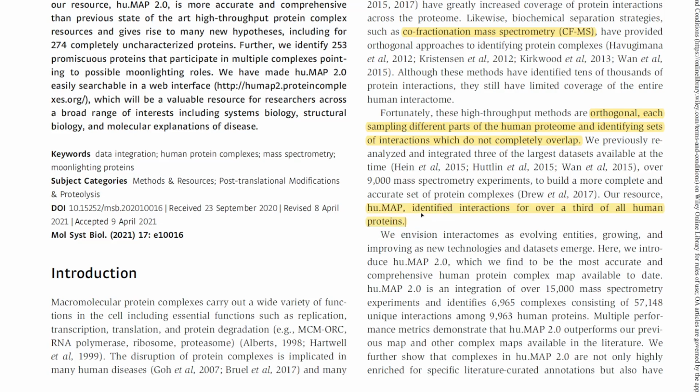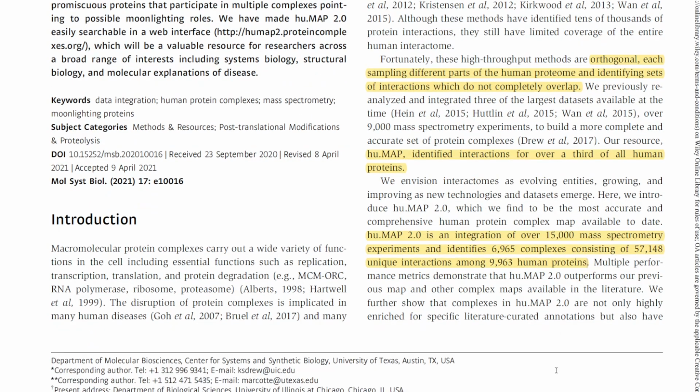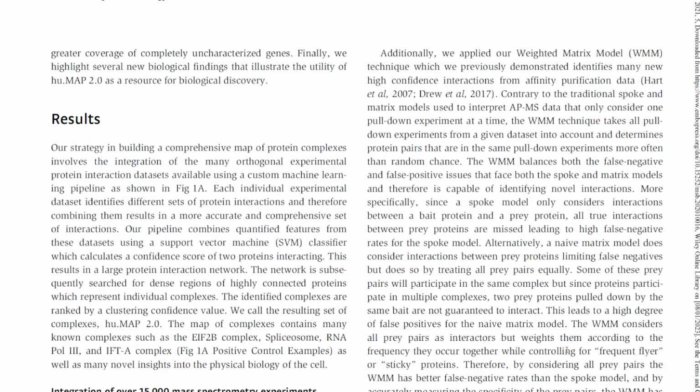Here, we introduce Hu.MAP 2.0, which we find to be the most accurate and comprehensive human protein complex map available to date. Hu.MAP 2.0 is an integration of over 15,000 mass spectrometry experiments and identifies 6,965 complexes consisting of 57,148 unique interactions among 9,963 human proteins. Multiple performance metrics demonstrate that Hu.MAP 2.0 outperforms our previous map and other complex maps available in the literature. We further show that complexes in Hu.MAP 2.0 are not only highly enriched for specific literature-curated annotations but also have greater coverage of completely uncharacterized genes. Finally, we highlight several new biological findings that illustrate the utility of Hu.MAP 2.0 as a resource for biological discovery.